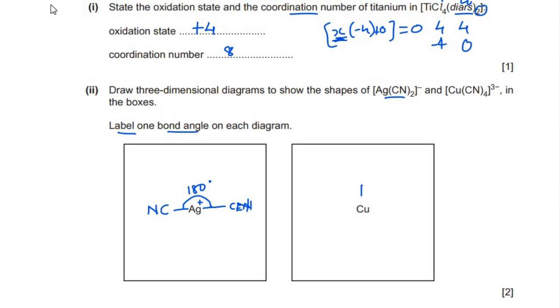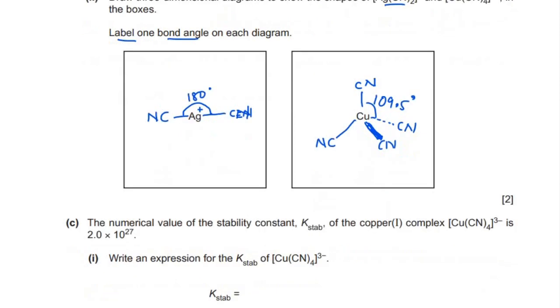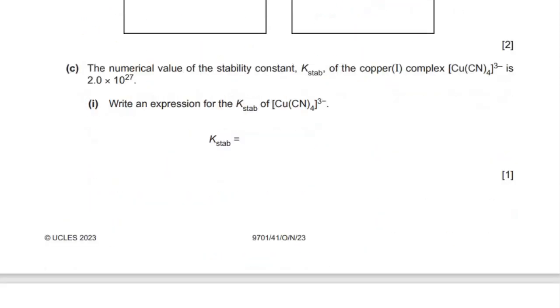And for copper, it's a tetrahedral structure with CN. And if we show a three-dimensional structure, then one of the lines should be a bold line. So this is how I'm going to draw a bold line for one of the CN ligands. So this is CN, and one of the lines is dotted for the fourth CN. And the angle for a tetrahedral complex is 109.5 degrees. So you can label any one of the angles as 109.5. In the mark scheme, you can see they have allowed 109 to 110 also. So that is also acceptable.